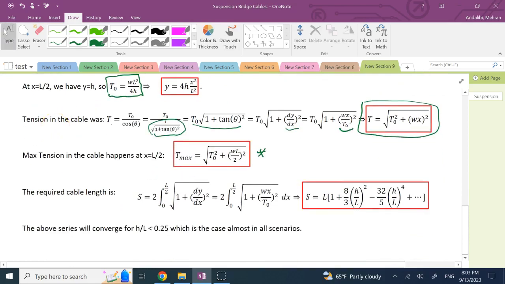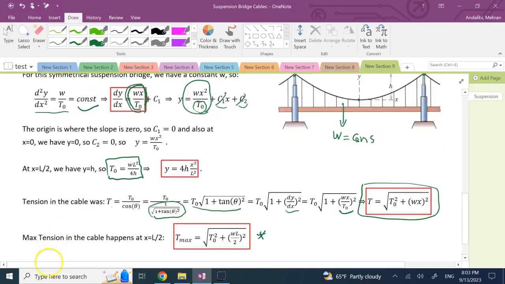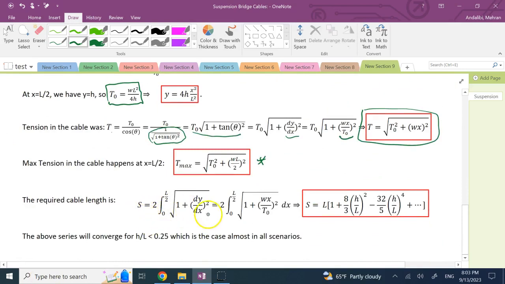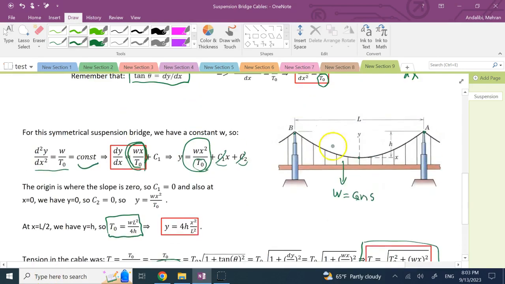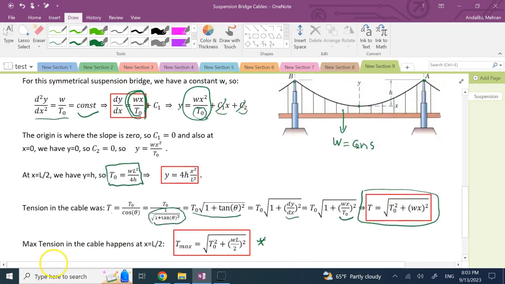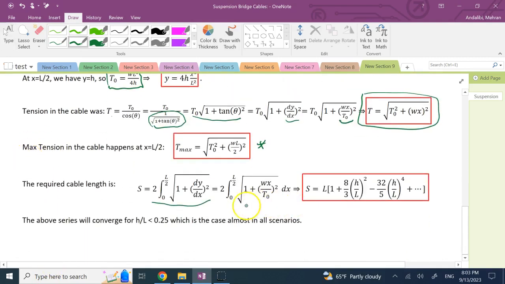Finally, how much is the length of the cable that you need from this A to B as a parabola? Well, for that, we use the formula for the length of any arbitrary curve, which is the integral from a to b of the square root of 1 plus y prime squared. Now, this is symmetric, so I just calculate half of it from x of 0 to L over 2 and multiply by 2. And for dy over dx, I replace that linear function, so this is going to be my integral. Now, this integral is typically not a simple integral to calculate analytically, so here we use the expansion.